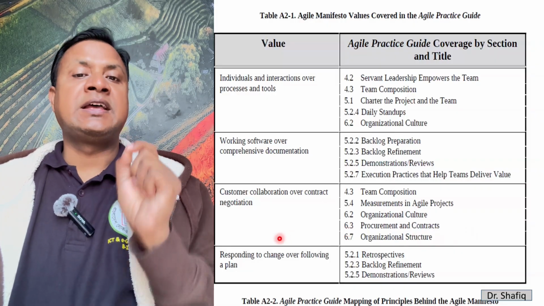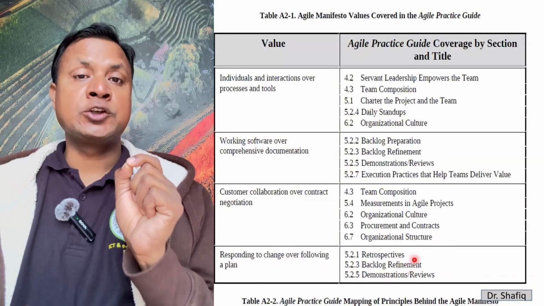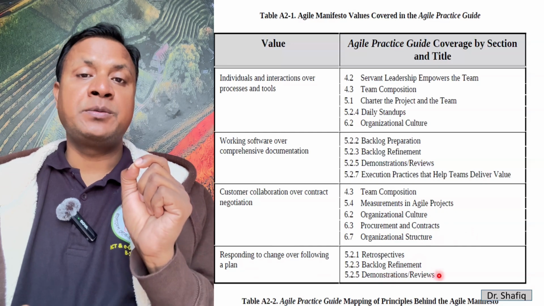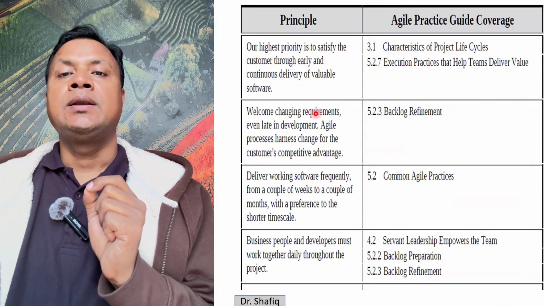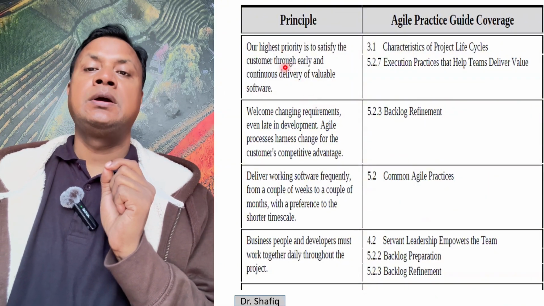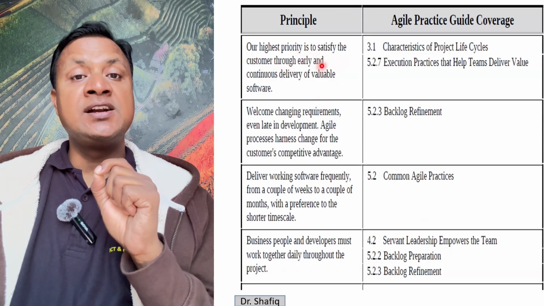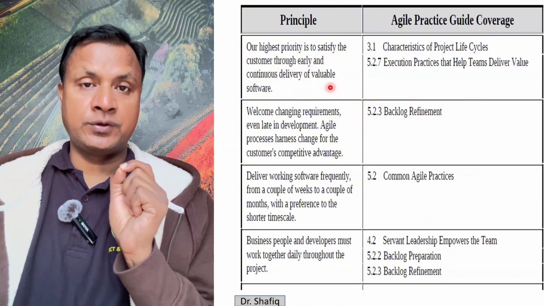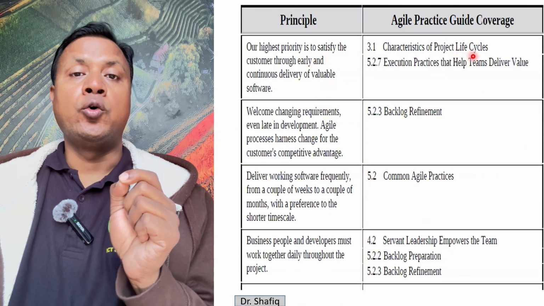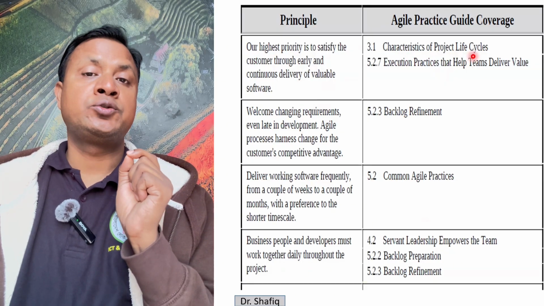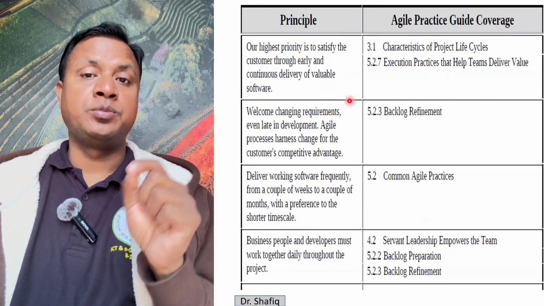And the last value is responding to change over following a plan. So retrospectives are emphasized, backlog refinement is done, and demonstration and reviews are also done. If we focus on the principles, we will see that our highest priority is to satisfy the customer through early and continuous delivery of valuable software. So we should focus on the project life cycle. It should be agile, or incremental, or hybrid, or iteration based.